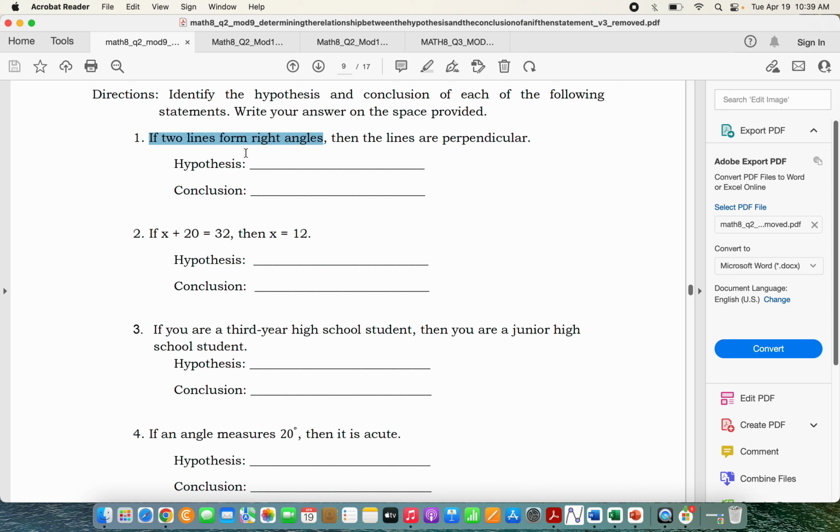If two lines form right angles, then the lines are perpendicular. 'Di ba? Sa geometry natin, kapag ang dalawang lines nagfo-form ng right angles, so meaning the two lines are perpendicular. Just like sa Cartesian plane, the two number lines actually are perpendicular to each other. So if they are perpendicular to each other, therefore, the angles formed is a right angle. Yun ang ibig sabihin nun. So same with this one.